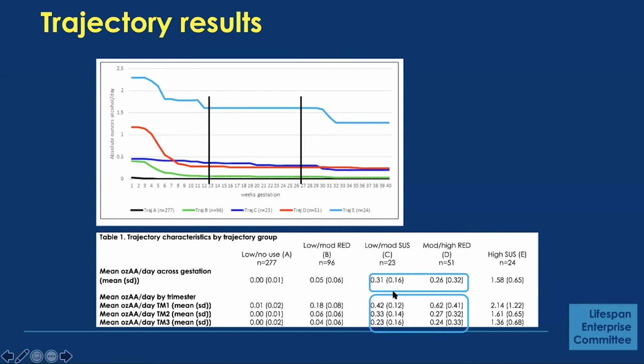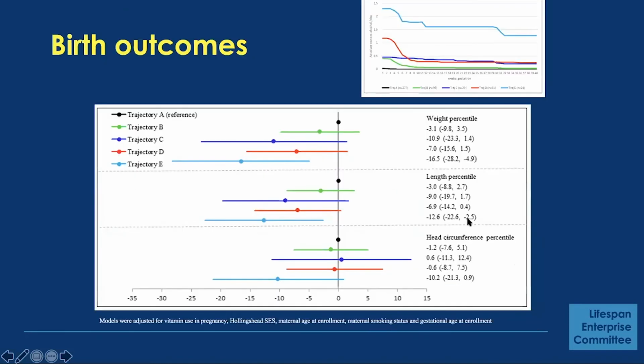And you can see that here, which means that even though the overall pregnancy mean was essentially the same between the C and D trajectories, C started off lower at 0.42 versus 0.62, then they crossed in the second trimester and ended up at essentially the same place in the third trimester. And so we then took this and looked at our outcomes of interest.